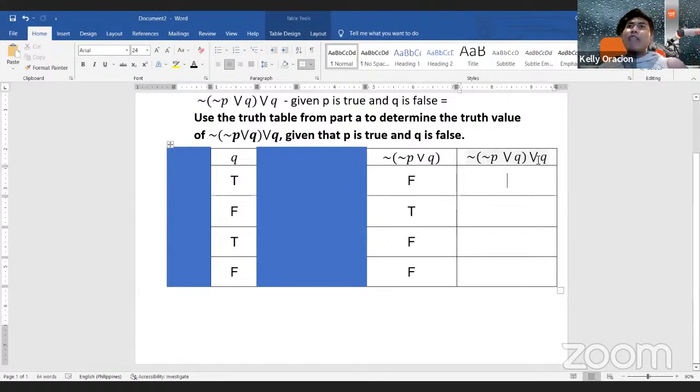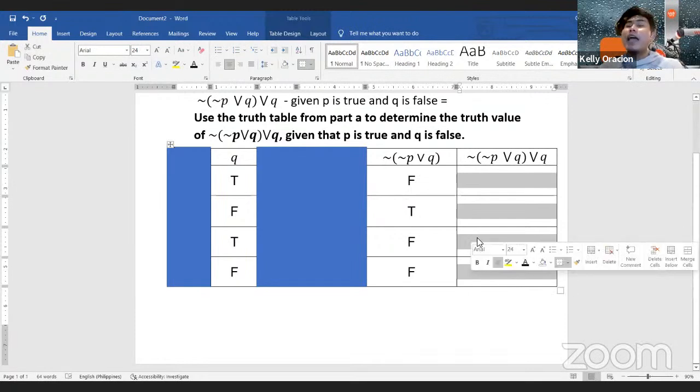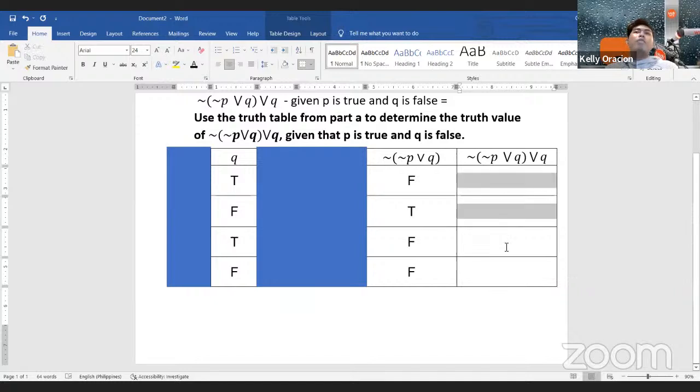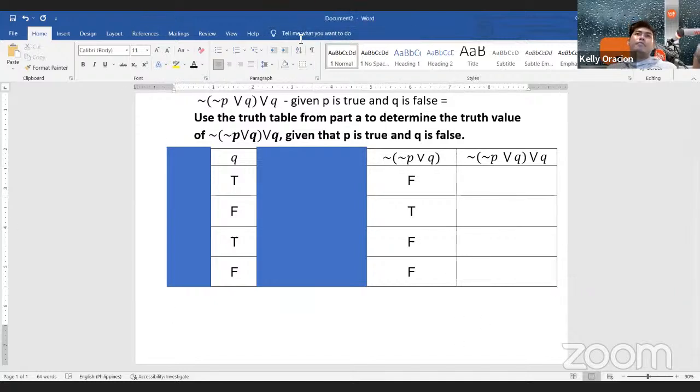So again, the connective use, no? I-combine daw, and the connective use is or, and that is still disjunction. Again, the connective use is or. V man na siya, di ba? It's disjunction. Now, I want you to check your answer. What could be the possible values here? Again, kindly check your answer. What could be the possible values in this table? Okay, very good, no? Okay, thank you for your cooperation.